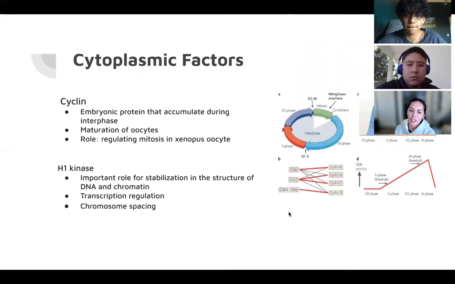Cyclin is an embryonic protein that accumulates during interphase and helps the oocyte reach maturation. In this experiment, cyclin from a sea urchin is used to see whether cyclin alone will be sufficient to induce the oocyte. H1 kinase is important for the stabilization of the structure of DNA and chromatin, transcription regulation, and chromosome spacing.